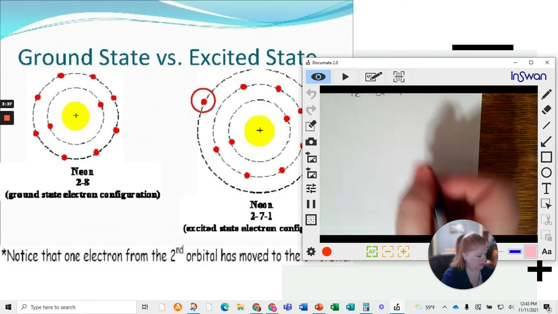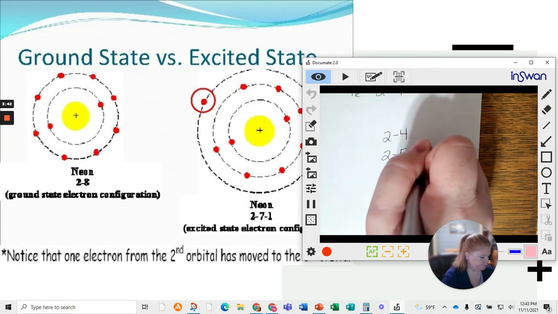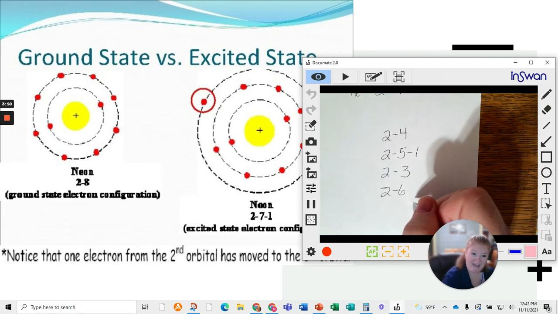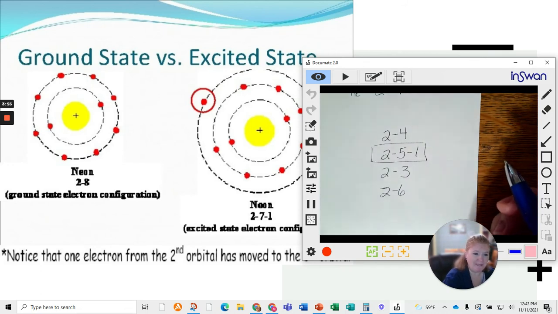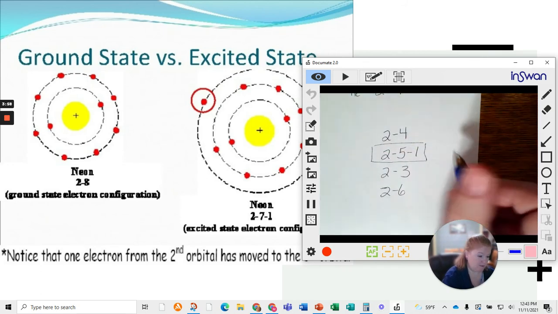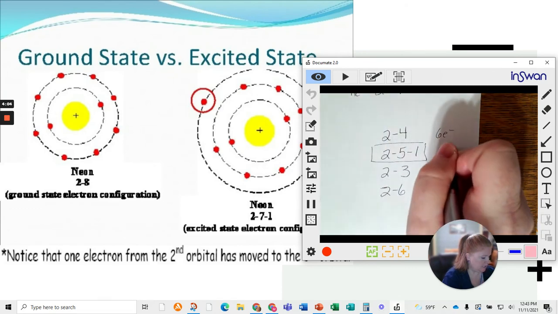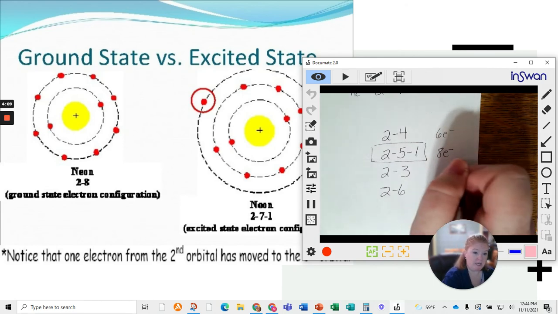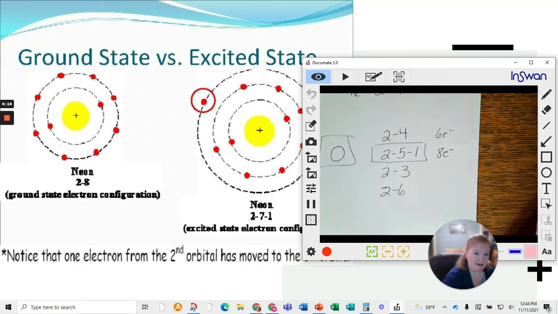So if I said, which one of these is an excited state, what you would have to do is look on the periodic table and find which one was not on the periodic table. It would be this one. And if I said, what element is that? Well, that's what I need to add up the electrons. This would be 6 electrons. This one has 8 electrons. And then I look at the periodic table. What element has 8 protons to balance those electrons? It's oxygen. And so that would be the element.